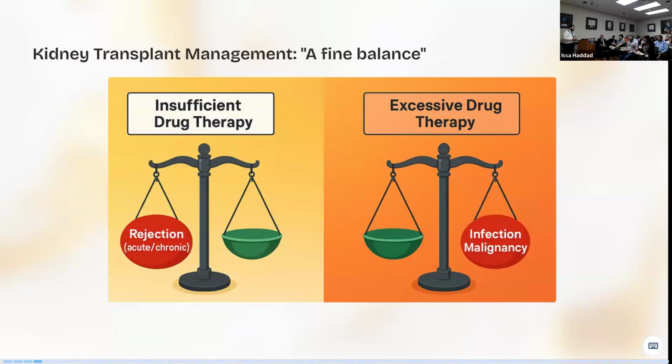Just as an introduction to my topic, transplant medicine is all about this fine balance: finding the correct immunosuppression level to try to prevent rejection, and at the same time, avoid, with excessive use of immunosuppression, the side effects, including infection as well as malignancy and many others.